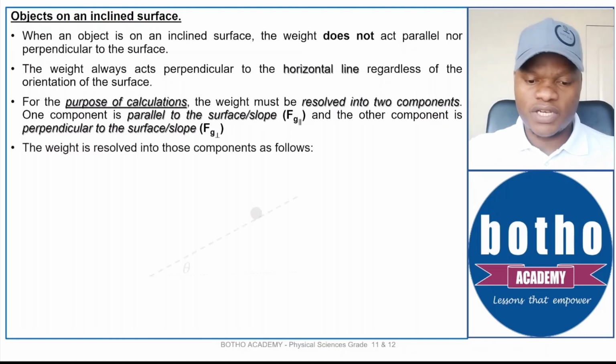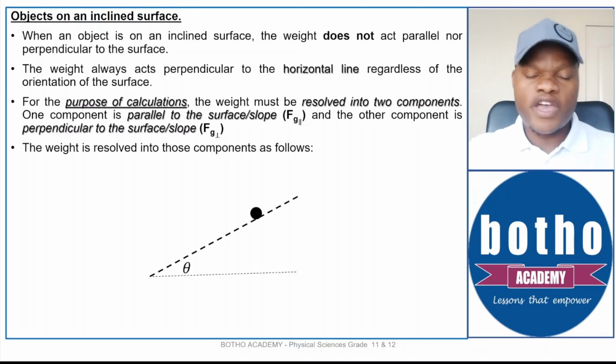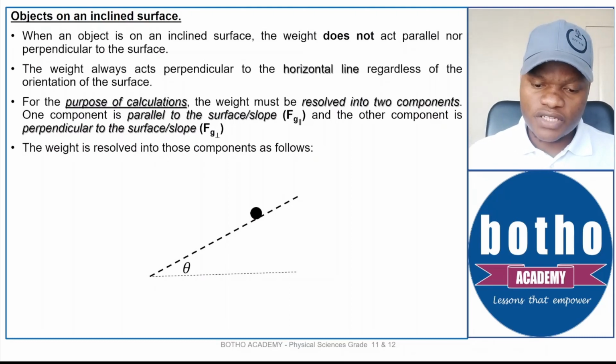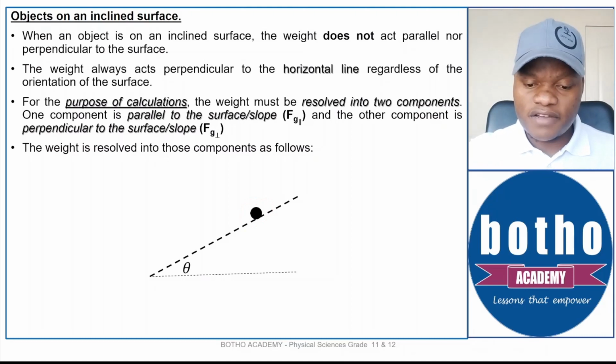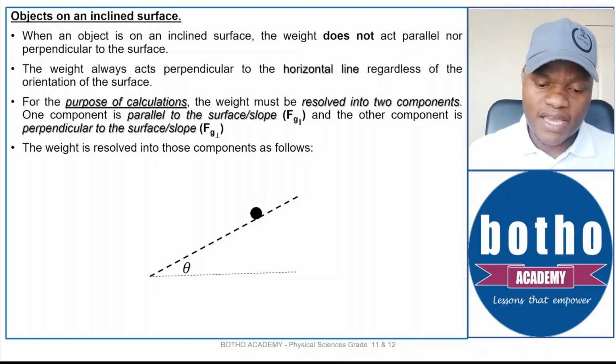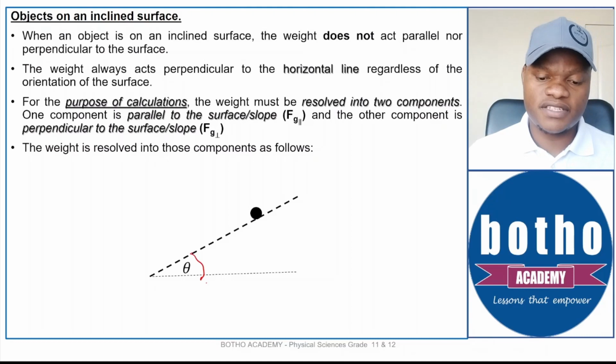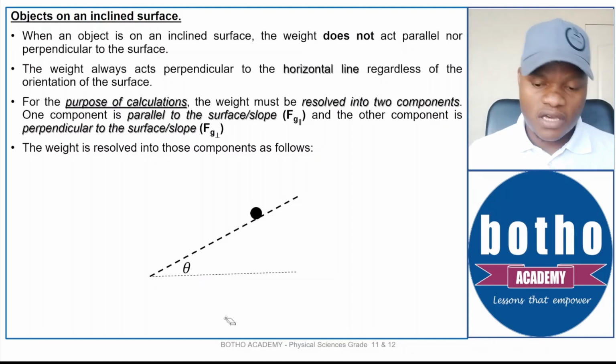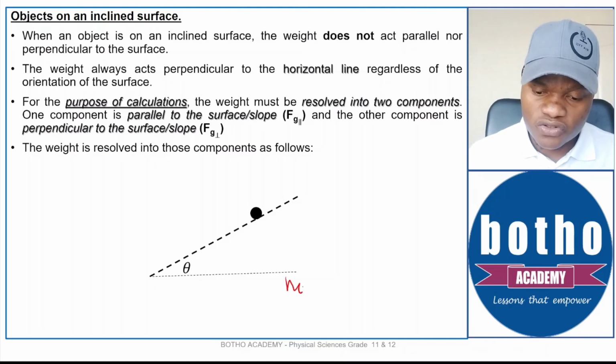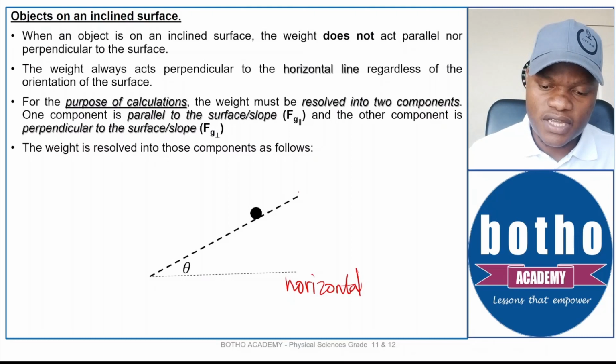And how do we do it? Let's look at a scenario here. We have an object, as you can see. It's placed on top of a surface which is at an angle, and this is what we call a slope. The surface is at an angle because it's not horizontal. Remember, the one at the bottom is your horizontal line. As we can see, this one is our surface.